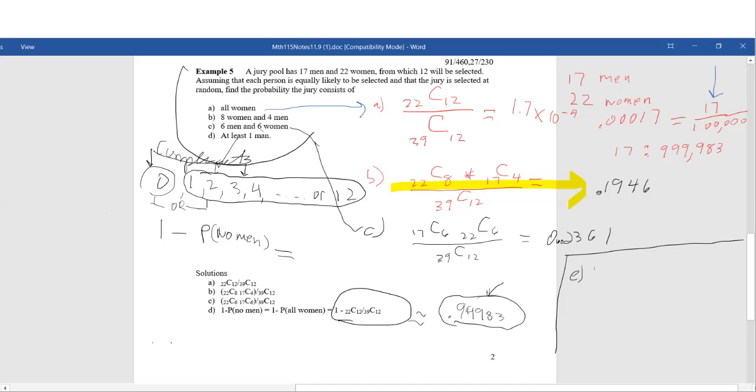Okay, part B, 8 women, 4 men. Here's the 8 women, and here are the 4 men. We're multiplying because this is the number of ways we can do both of these together. This is the number of ways to get the 8 women, and this is the number of ways to get the 4 men. I'm going to multiply them together to get the number of ways to do both of those things at the same time, which is what we want. And then down here, just a number of ways to pick any 12 from 39. And this is our number that we get.